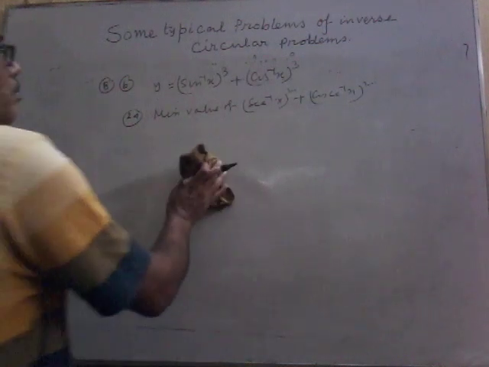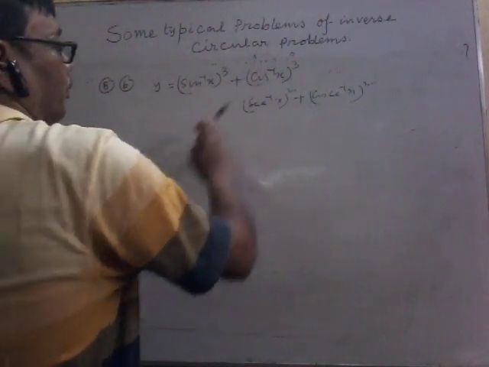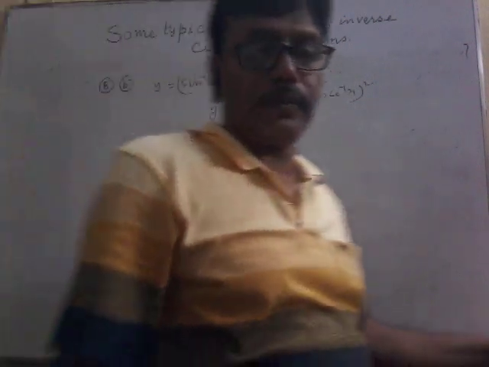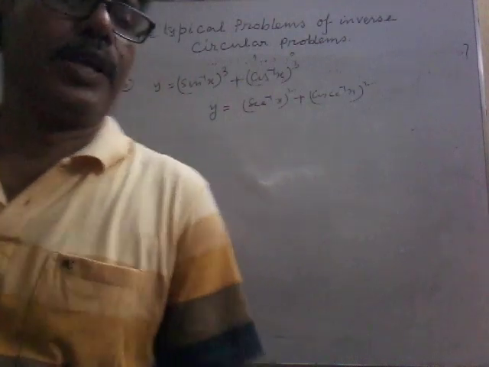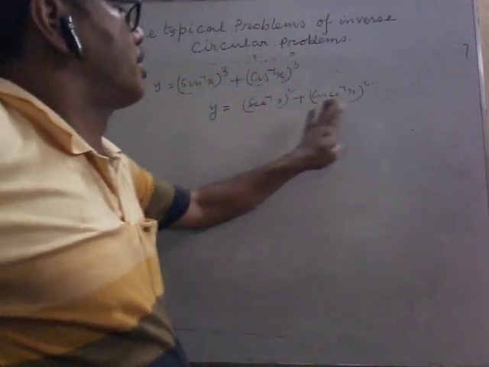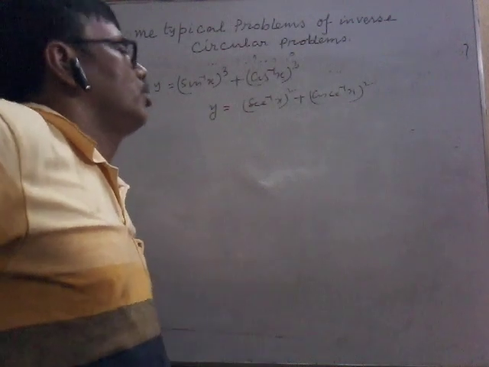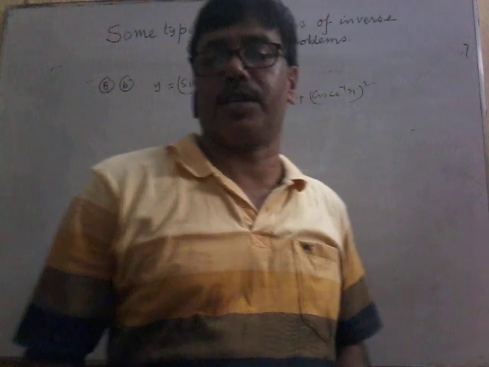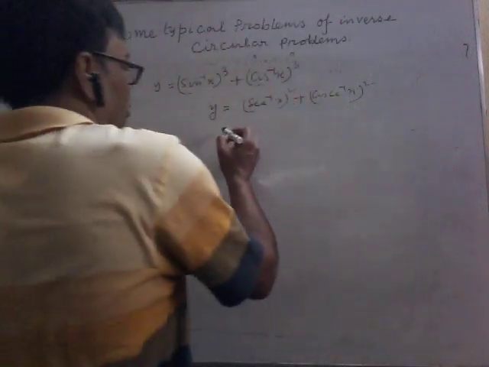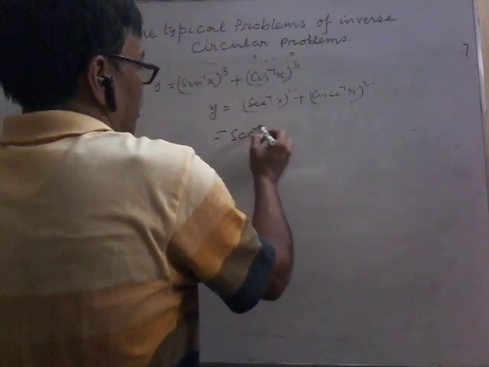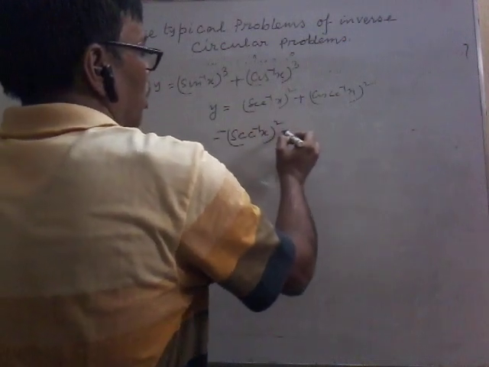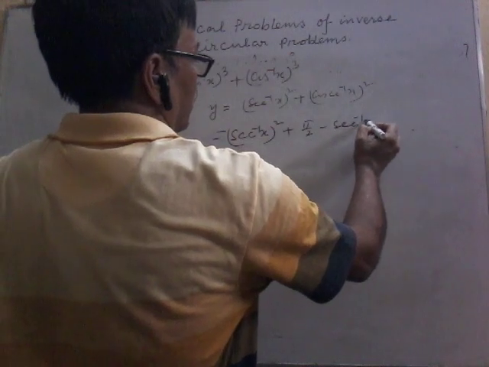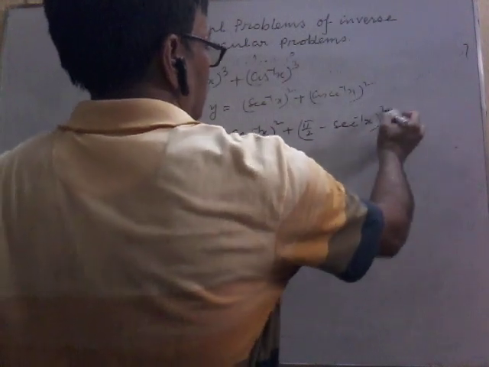So write problem number 24. So suppose this one is sec inverse x, this is cosec inverse x. You know sec inverse x plus cosec inverse x is pi by 2. So try to write it in terms of only one inverse circular function.